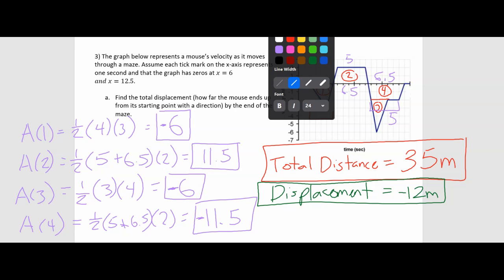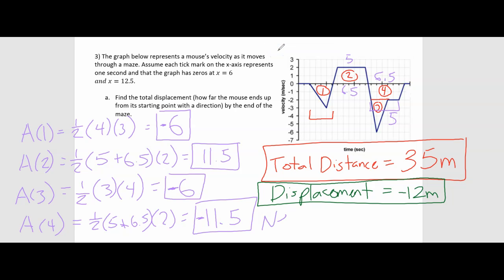Now, net distance, well, that's just the absolute value of displacement. So the net distance the mouse travels is just 12 meters. So depending on what you're trying to find, whether it be total distance, displacement, or net distance, that'll let you know whether you need to factor in those negative signs for the areas or not. All right, let's see what's next.